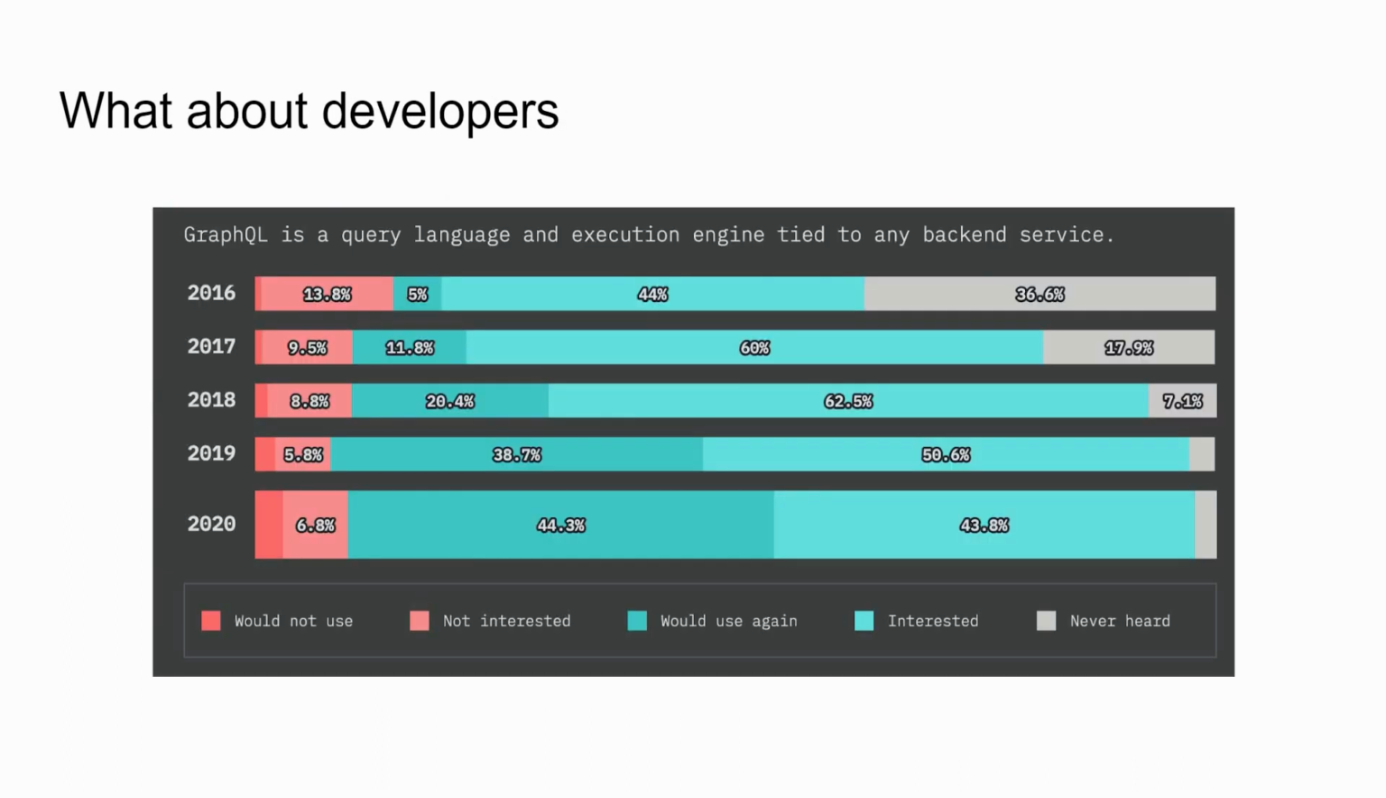In the case of developers, according to the State of JS 2012 report, 50% of developers who took part in the survey already use GraphQL. Almost 45% are satisfied with the technology and would use it again. Almost 44% are interested and would give it a try.